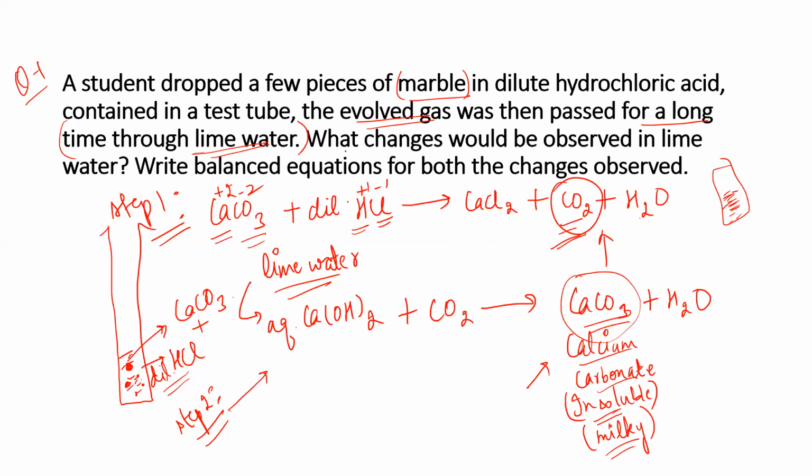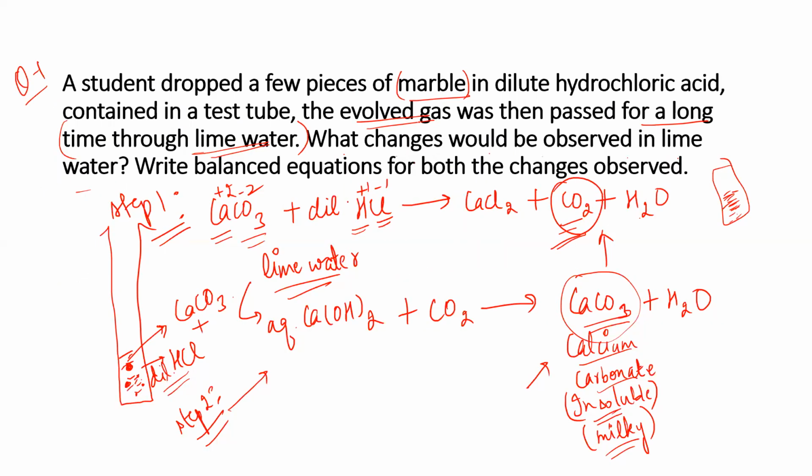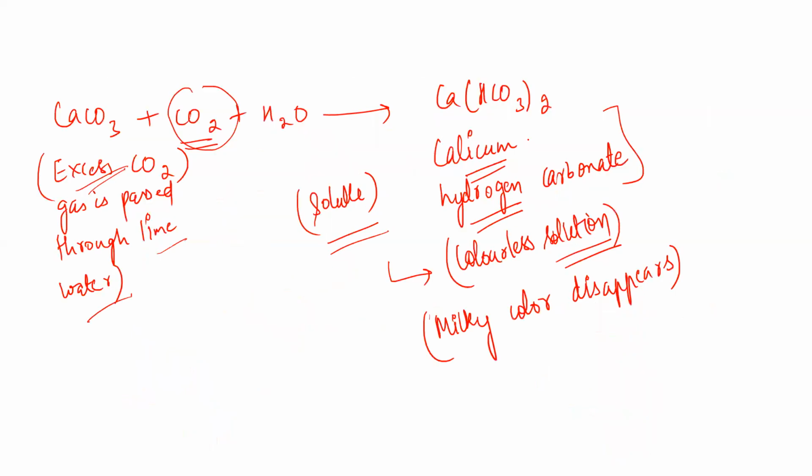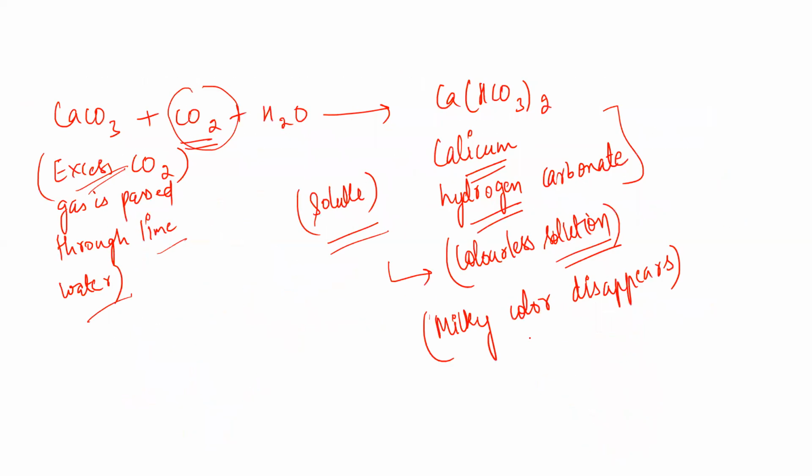So our question is, what changes would be observed in lime water? So this lime water, first of all, turns milky. And on passing excess CO2, this milky color disappears and a colorless solution is obtained because of the formation of calcium hydrogen carbonate, which is soluble in water.